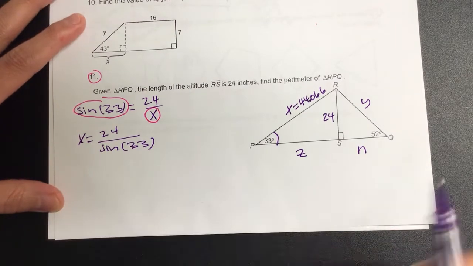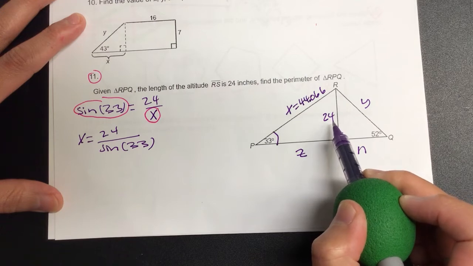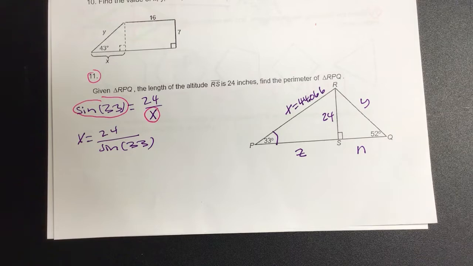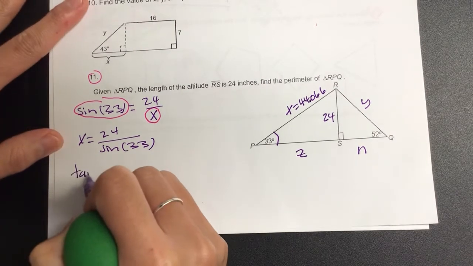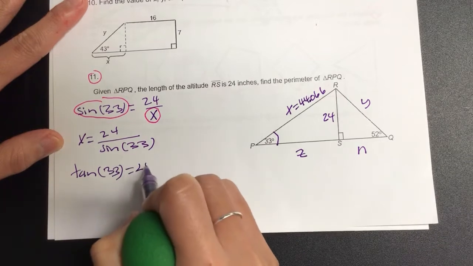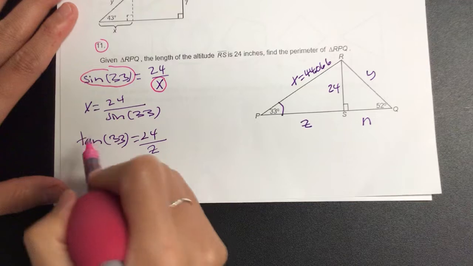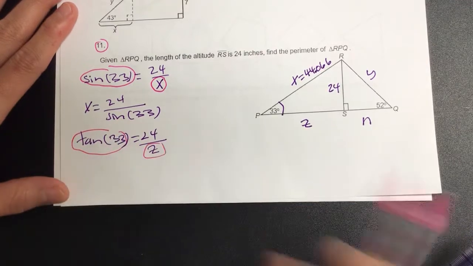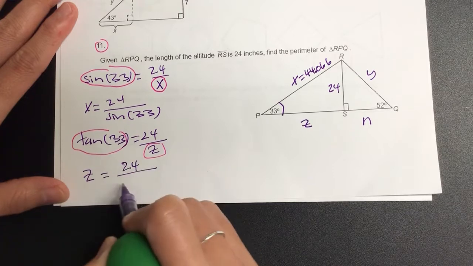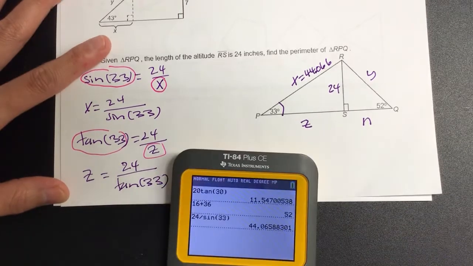To find Z, I do not want to use this rounded number. I do want to use 24 because it's a clean number, and I do want to use the adjacent. So which trig function do we have to use? Tangent. We have tangent of 33 is equal to my opposite 24 over the Z. Again, I have my variable in my denominator, so what can I do? Switch. So we have Z is equal to 24 over tangent of 33. Let's type that in.